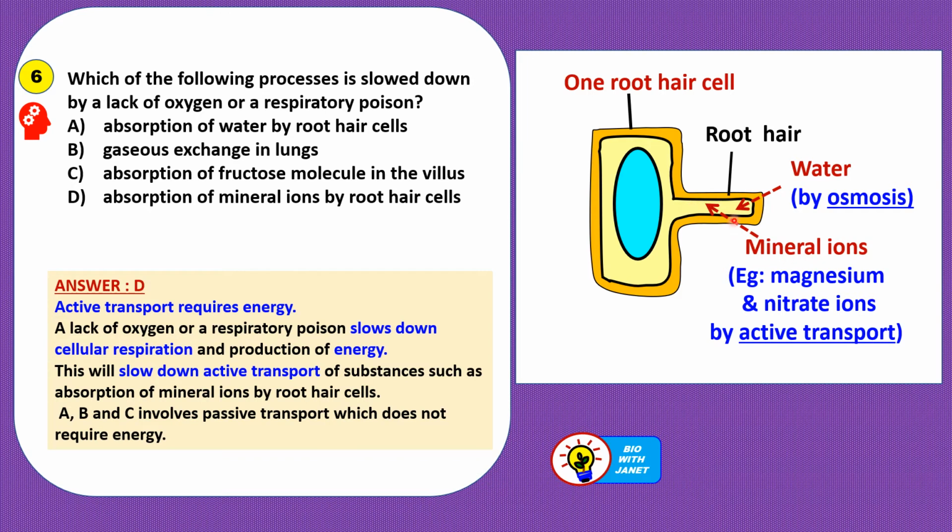That means mineral ions move into the cells by active transport, where the cell needs to produce energy for this process. And examples of mineral ions are magnesium ions, nitrate ions, calcium ions, etc.